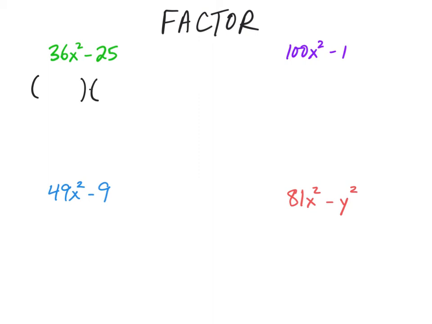How do I factor 36x squared so it's a perfect square? That would be 6x times 6x. How do I factor 25 so it's a perfect square? That is 5 times 5, but it's negative, so I need a positive times a negative, and I am done.